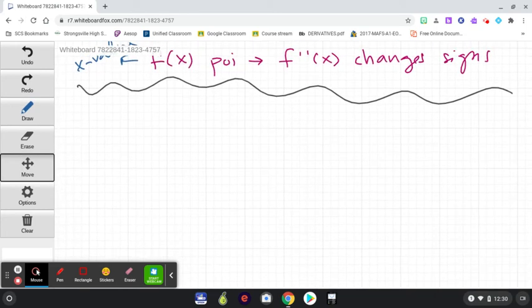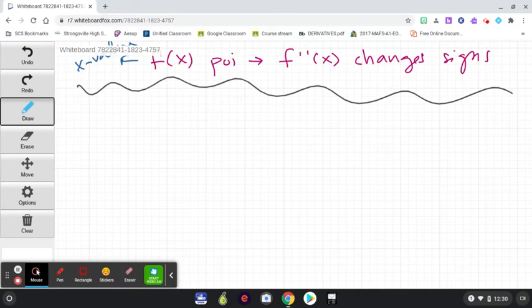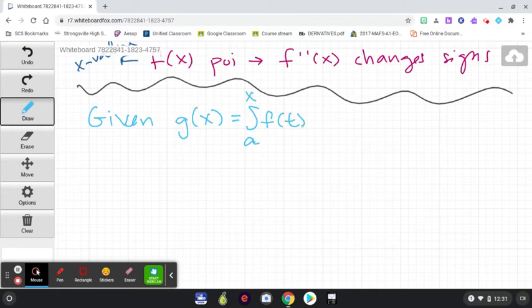Okay, so to go back to what I had mentioned earlier. Earlier I had said that you would be given a g function or an h function. They like to use g and h here. Given that g is equal to the definite integral from a to x of f of t dt. Now they could change it and say g in the definite integral of h, or h in the definite integral of f, or whatever they feel like making it that day. But this is the gist.